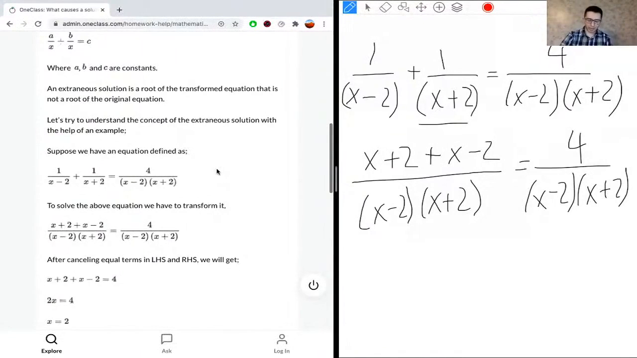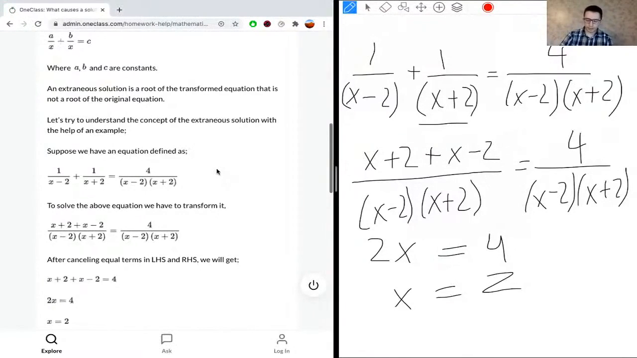Because we have a common denominator, we eliminate it and just solve for the top part of the equation. So we have 2x is equal to 4. So the 2's cancel out, and we end up with 2x equals 4, and then x equals 2.